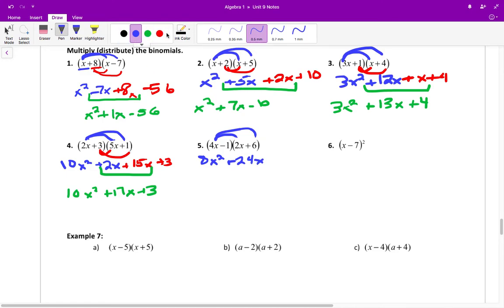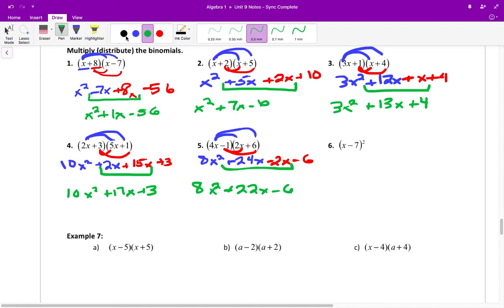And then we'll go through and distribute the second number. So we're going to take negative 1 multiplied by 2x is a minus 2x. And then negative 1 multiplied by 6 is a minus 6. And once again, sounds very familiar because we've done it a lot. Those middle two terms will combine. So 8x squared, 24 minus 2 is a plus 22x. Still have your minus 6, and there's your final answer.